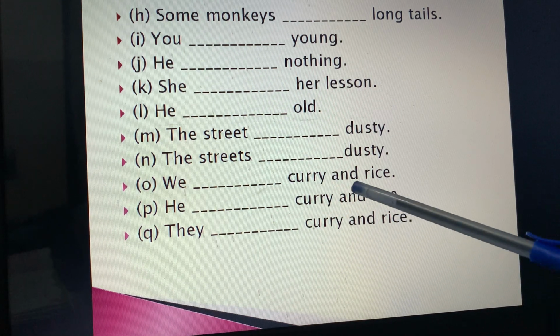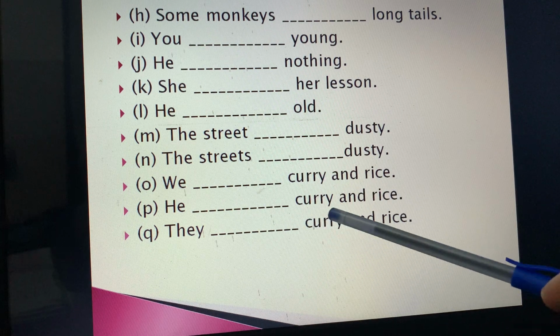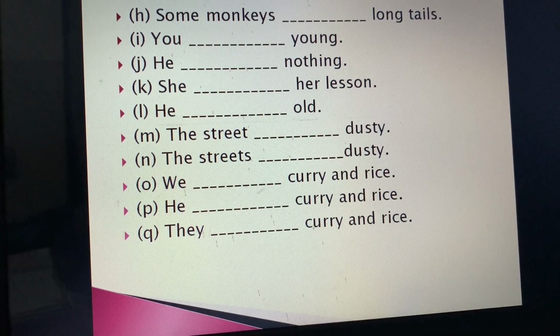We dash curry and rice. He dash curry and rice. They dash curry and rice. I hope you have understood subject, verb and agreement. So this is all about your homework.